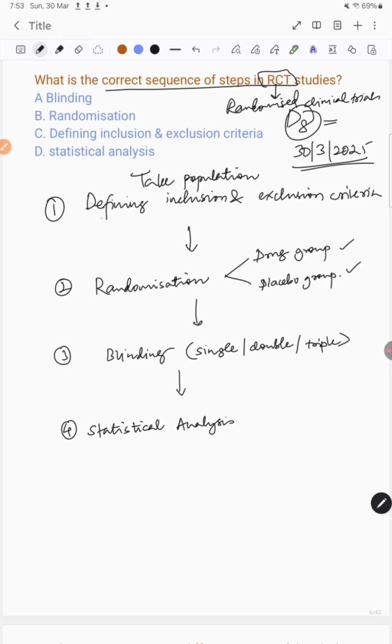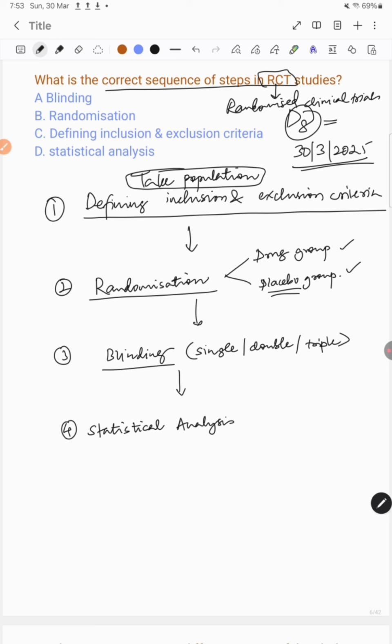First, you define the inclusion and exclusion criteria, so which population is to be taken. Second is randomization. You randomize the patients. You put some people in the drug group where you give the actual drug, and others you just give a placebo.